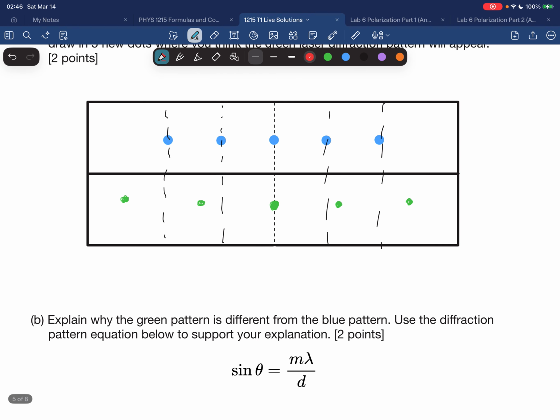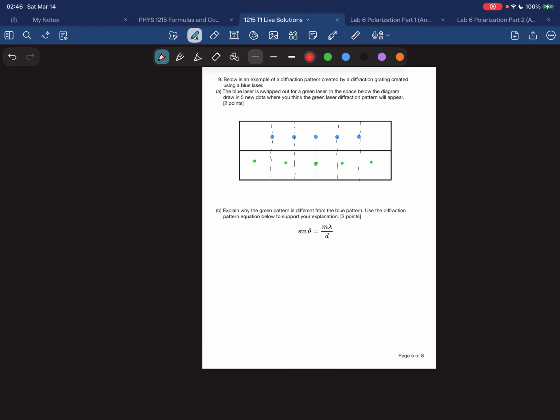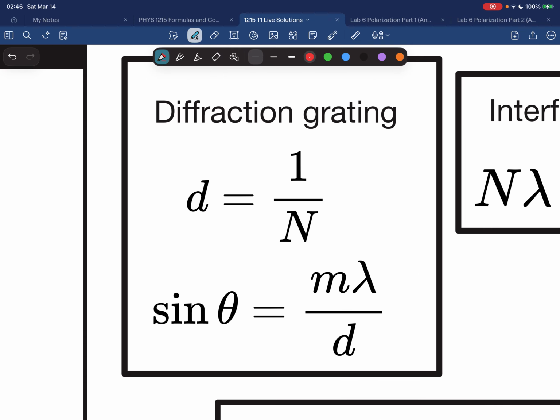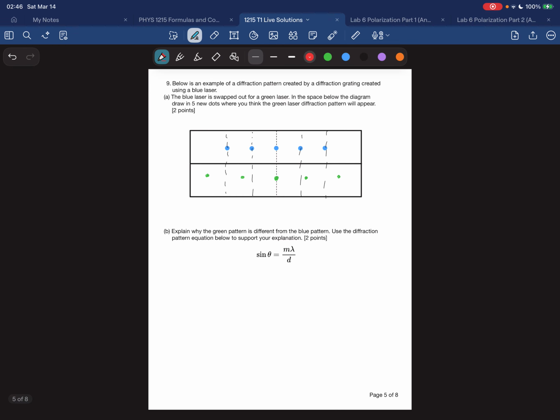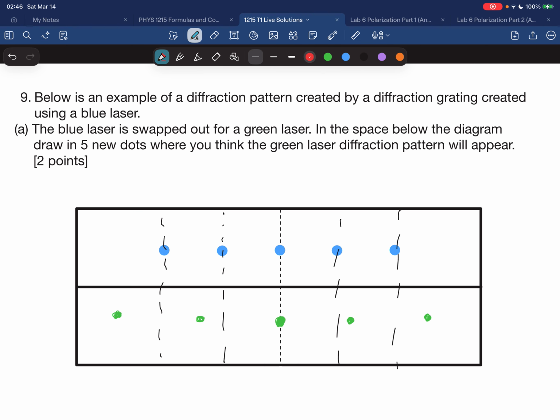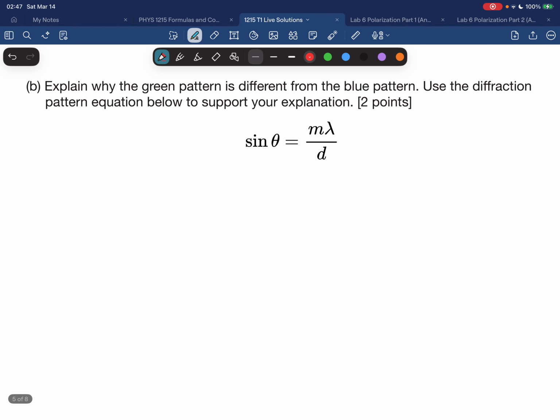Nothing too amazing. So in this one, explain why the green pattern is different from the blue pattern. Use the diffraction pattern equation below to support your explanation. Now, we used this equation specifically because it was for diffraction grating. That is the pattern we are looking for here. We are also told it's created using a diffraction grating. So that's where this formula is coming from.